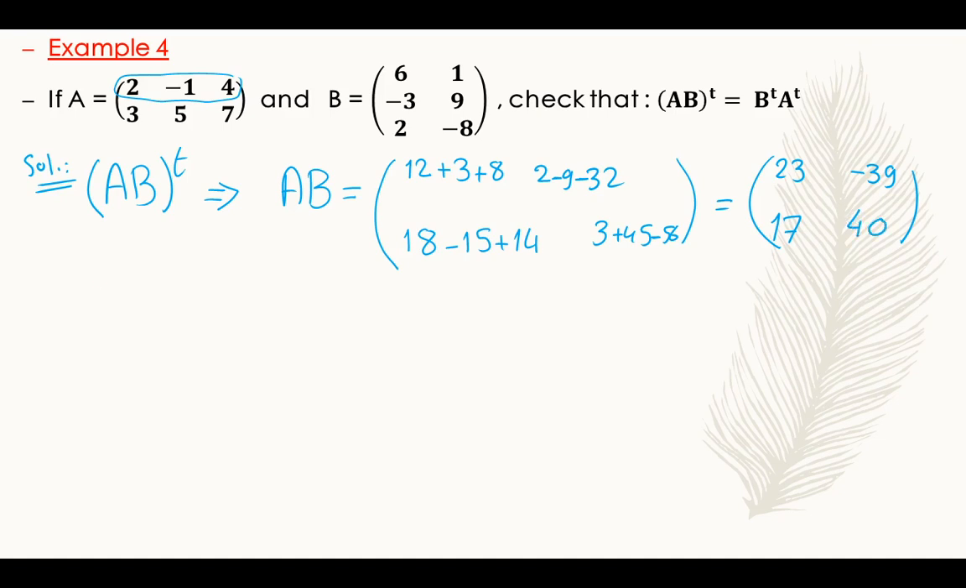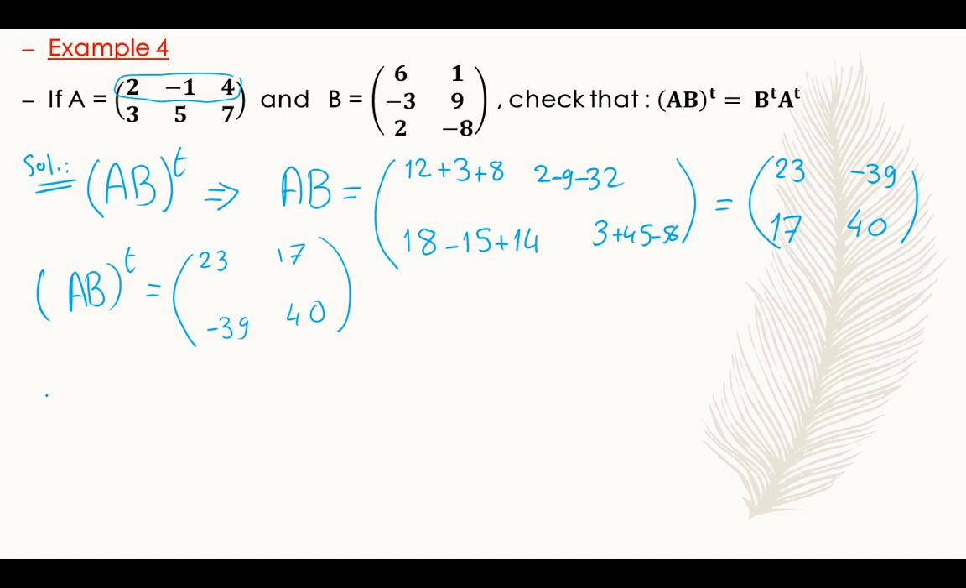Okay? But here we want to find (AB) transpose. So we will find the transpose of the matrix AB. So here it will be 23, negative 39, 17, and 40. Okay? This is the result of (AB) transpose.